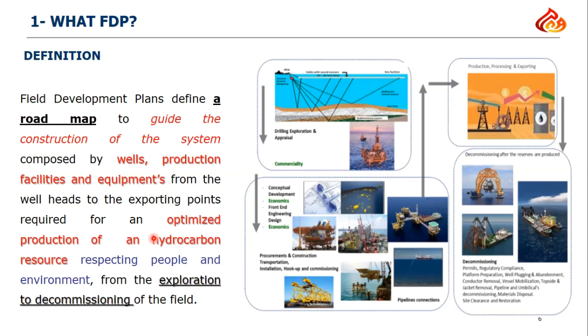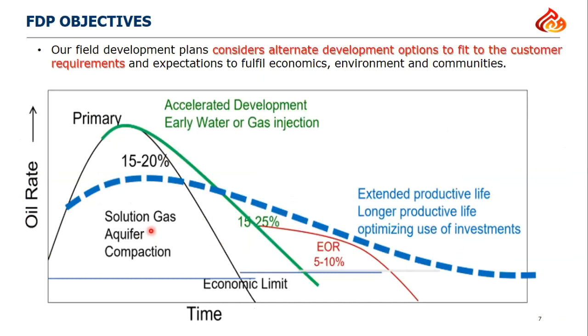this option. So as I said, we consider alternate development options, a lot of options: primary recovery, secondary recovery, tertiary recovery, whatever. I have to evaluate all of these options and select the best one based on the economic criteria, environmental, reservoir criteria, operational criteria, and so on.